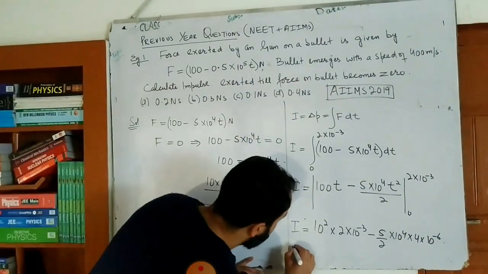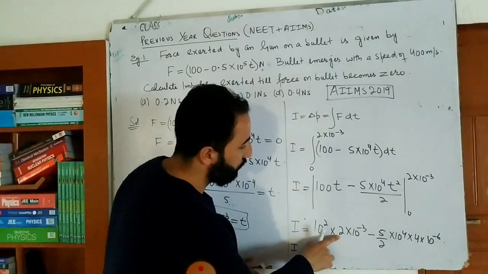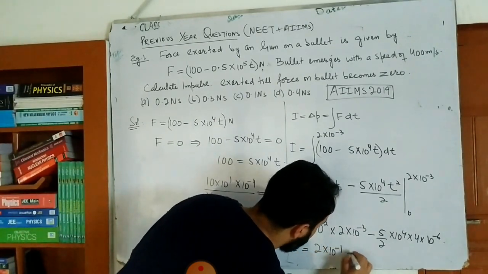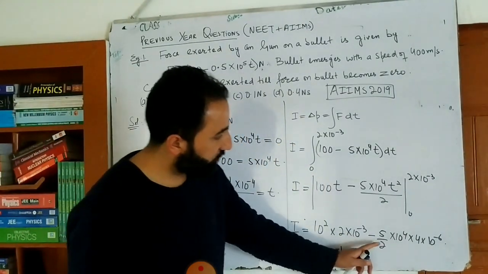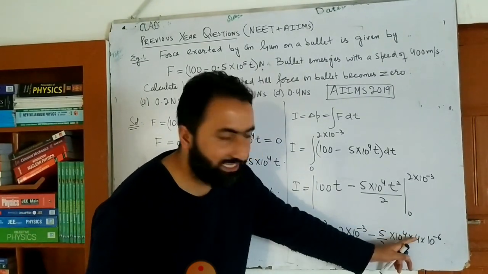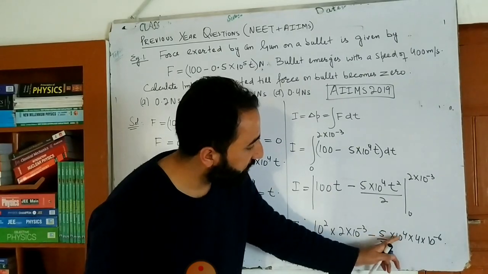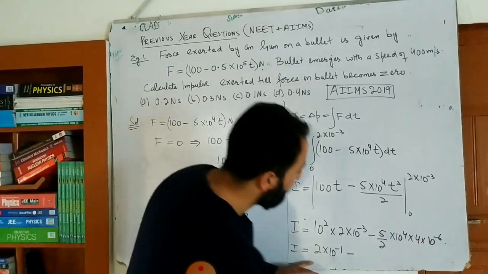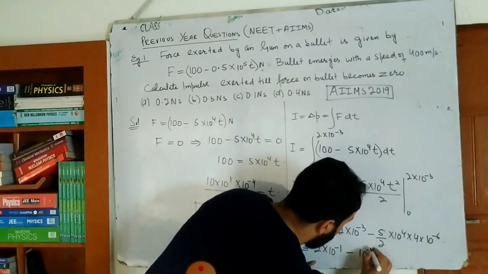Now next it's like this. So impulse I will be equal to 2 into 10 raised to the power minus 1, minus this: 2 ones are 2, 2 twos are 4, then 5 twos are 10. Then 10 into 10 raised to the power 4 is 10 raised to the power 5. 10 raised to the power 5 into 10 raised to the power minus 6 is 10 raised to the power minus 1. So simply this will become 10 raised to the power minus 1.